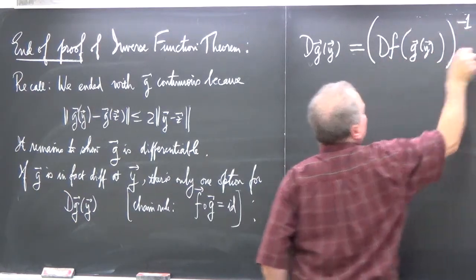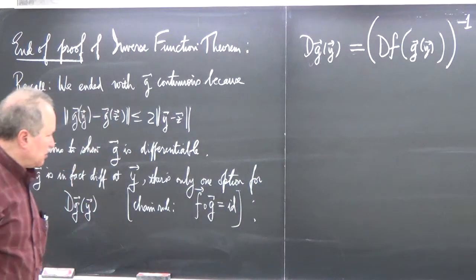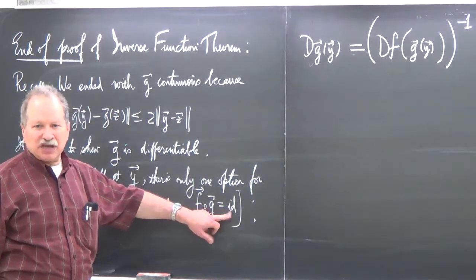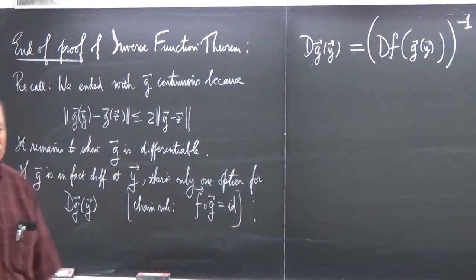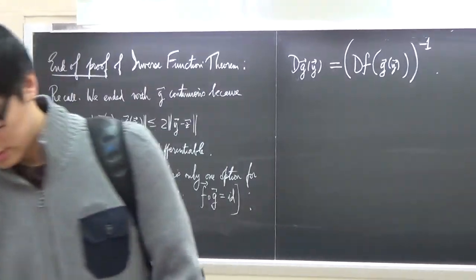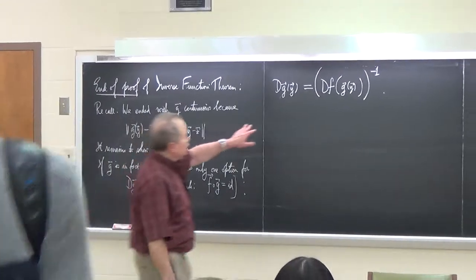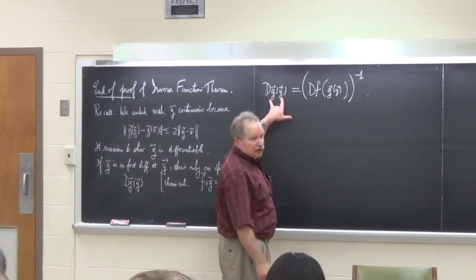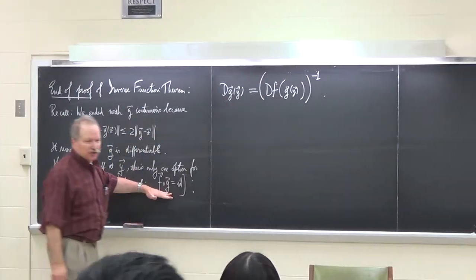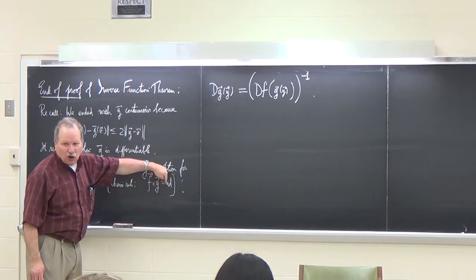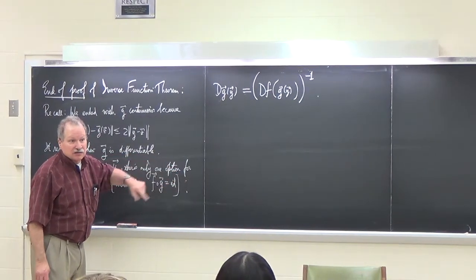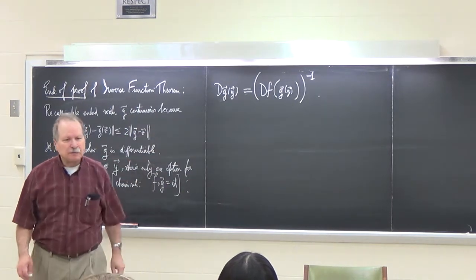Is I the identity? Yeah, I didn't write I because that looks like a matrix. This is for functions. So that's why I didn't write I. So this is the only option for what the derivative can be by the chain rule. Write down the chain rule: dF at G of y composed with dG of y has to be the identity matrix. So it has to be the inverse.